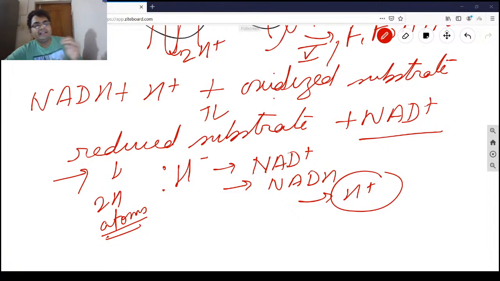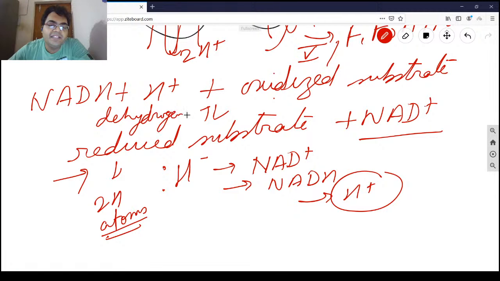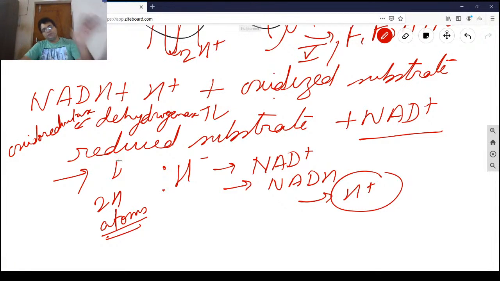Always know it, the dehydrogenase enzyme will remove two hydrogen atoms, which means this reaction is done by a dehydrogenase enzyme, NAD linked dehydrogenase, that is an oxidoreductase enzyme, right? Oxidation reductions fall under the category of oxidoreductase. So that will remove two hydrogen atoms from the substrate. Always know this fact, how NADH can cause this kind of reaction.